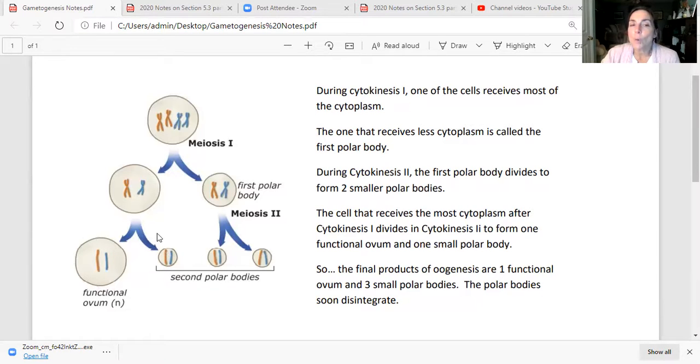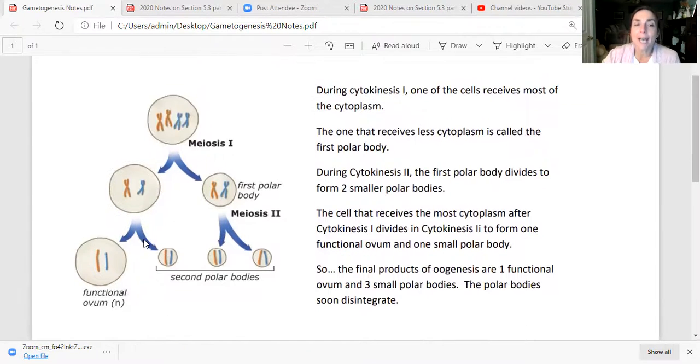So at the end of the whole process, you do have 4 haploid cells. See, they all don't have pairs of chromosomes. They're all N, but only one of them, the biggest one, is going to be the functional ovum. And these other smaller polar bodies disintegrate. And you're going to have to be able to basically memorize this process and be able to recite it. So just make sure you are able to do that.